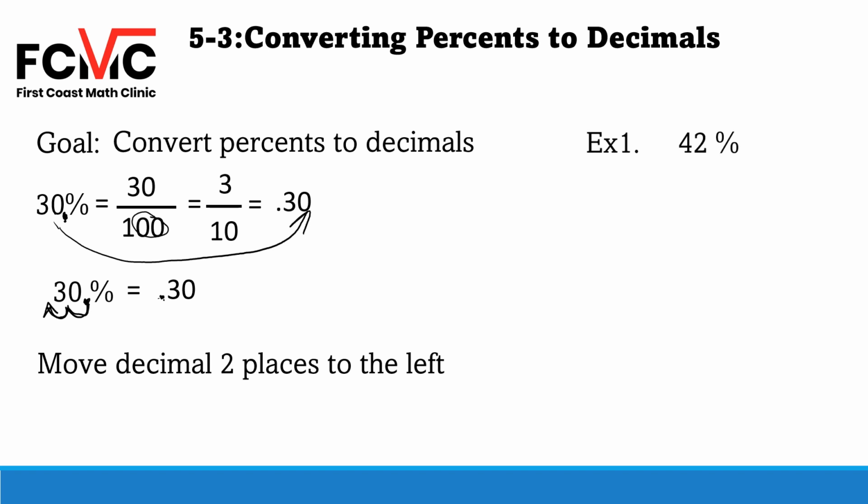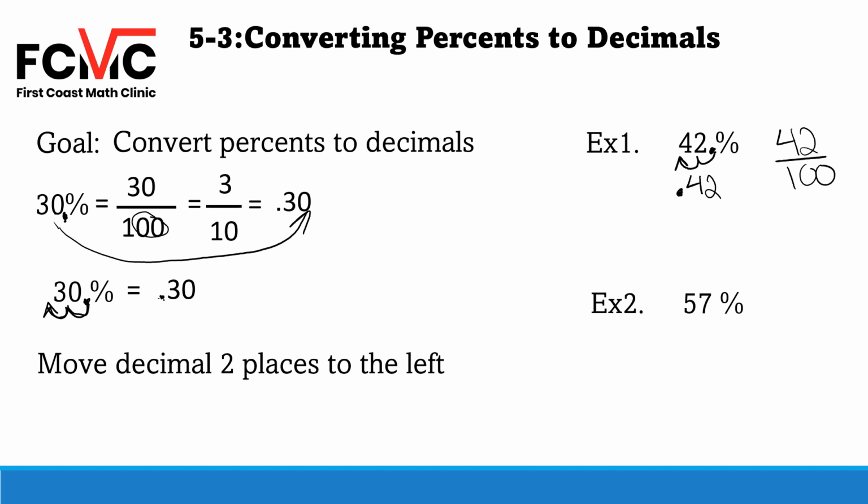All right, so let's do a couple examples. So for example 1, we've got 42%. So our decimal is right here, on the far right. So we know that this is 42 out of 100. Well, we've got to account for those 2 zeros. So we're going to move our decimal point 2 places to the left, 2 places. So we get 0.42.